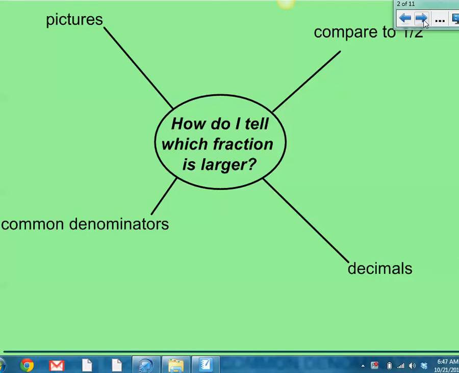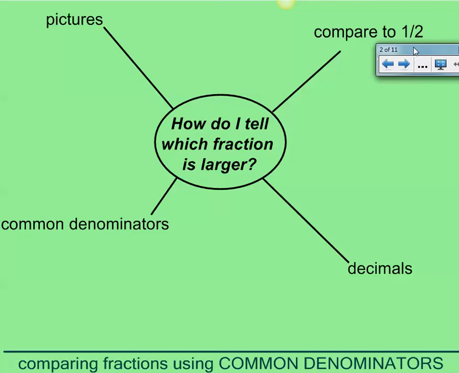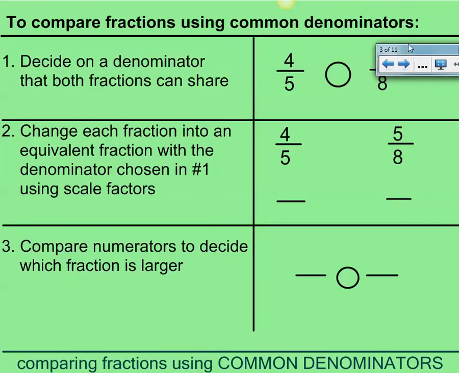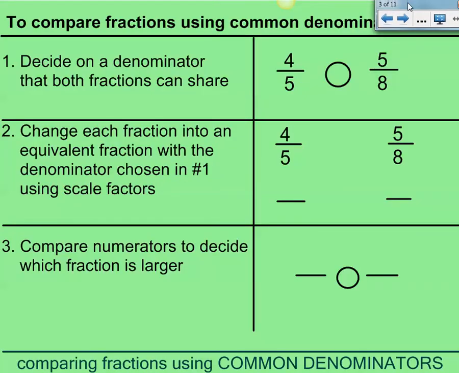A lot of times we can compare them to 1/2, which is kind of a nice little shortcut method that I'll show you. We can change our fractions into decimals, and we could also find common denominators. Let's start by talking about common denominators right now. So that should be number 1 on your paper. Now you don't need to write down the steps, you just need to write down the example with me.